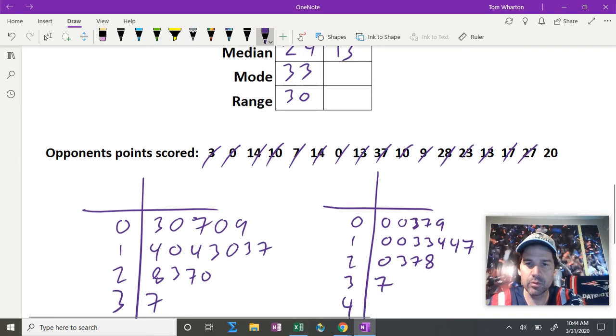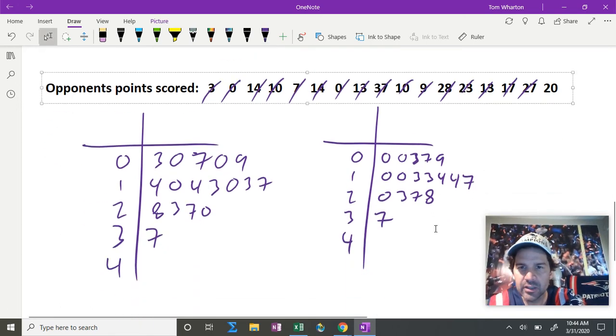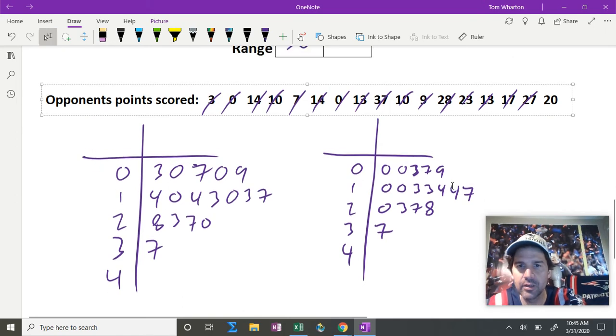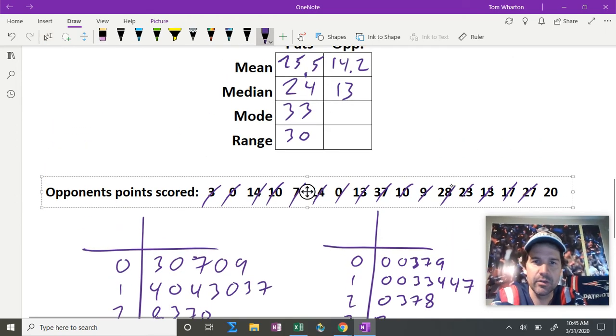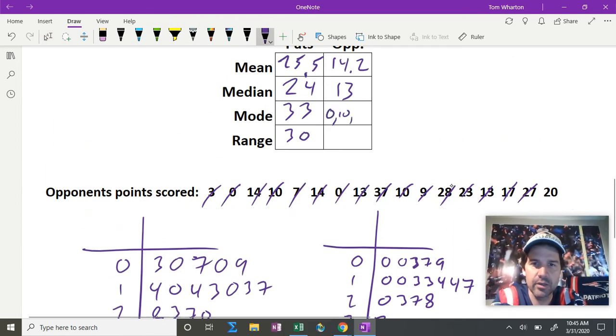Your mode is the most common one. It looks like there's 2 modes. One of them is just actually this mode. There's lots of modes. Geez, you got 0 as one of your modes, 10 as another mode, 13 as another mode, and 14. So you have 4 modes: 0, 10, 13, and 14.